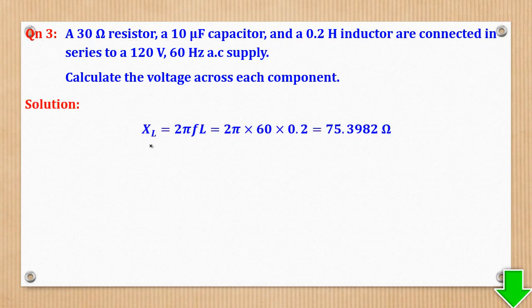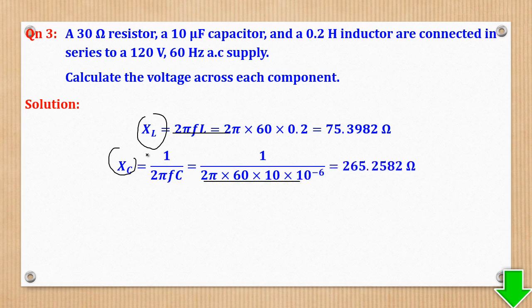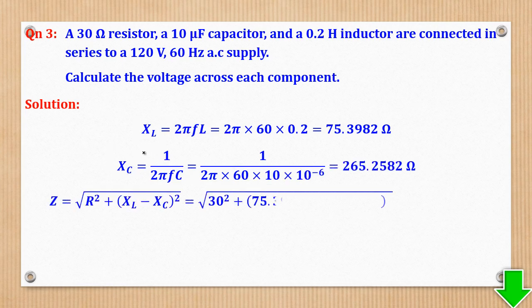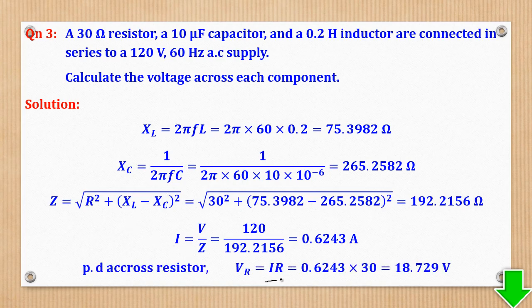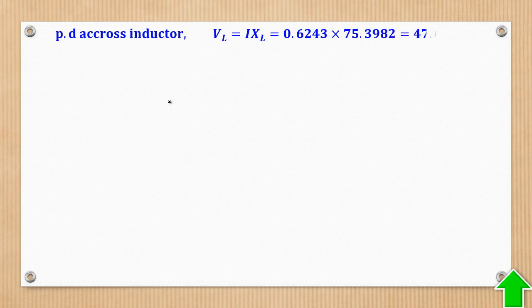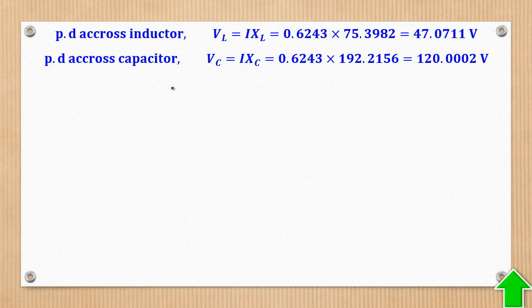So to get the voltage, you need to first get the total current, but before you get the total current, you need inductive reactance and also capacitive reactance. Then after that, I can get the impedance. Then from impedance, I can get the total current. And this current can be used to get the voltages. So PD across the resistor will be IR, which is that. PD across the inductor will be IXL, and across the capacitor will be IXC. And that's what they wanted.